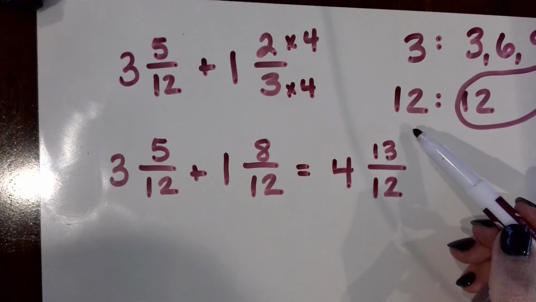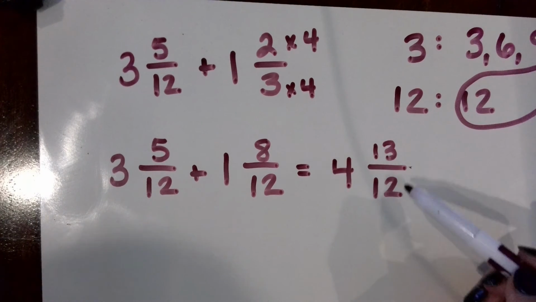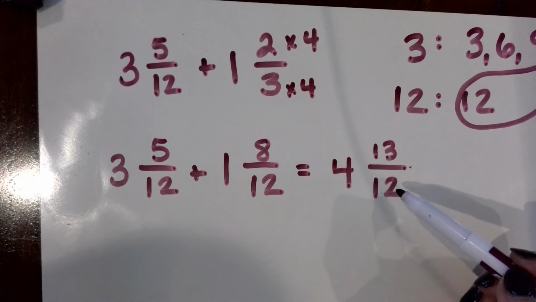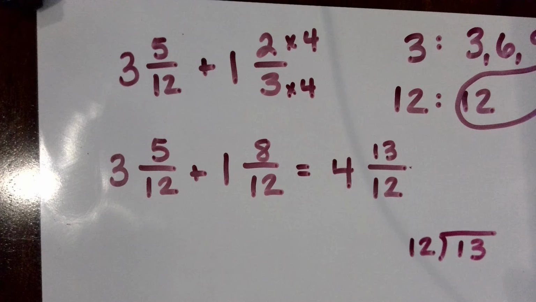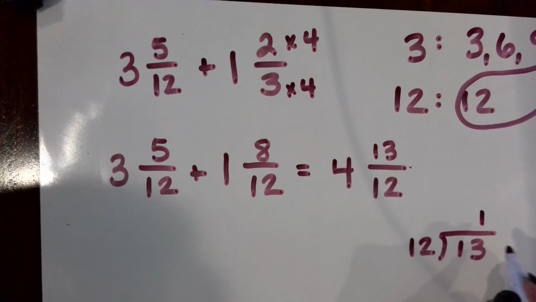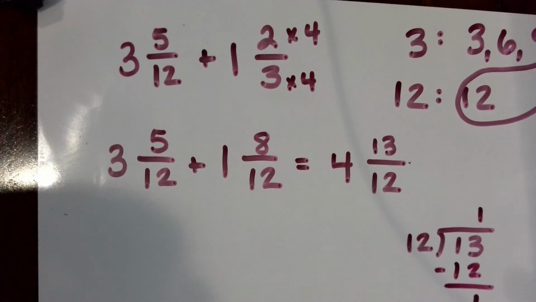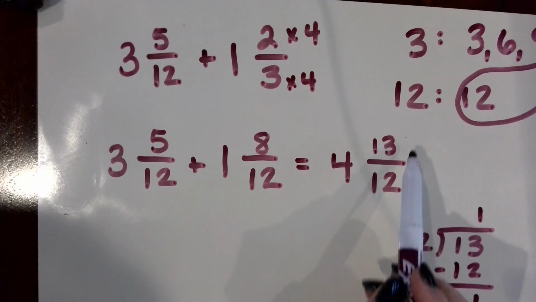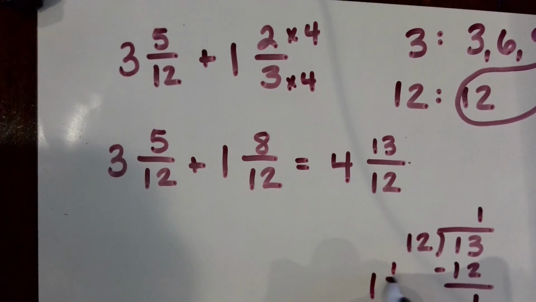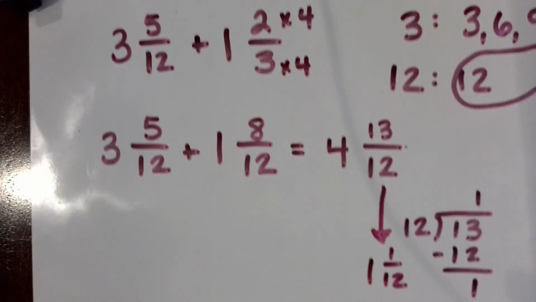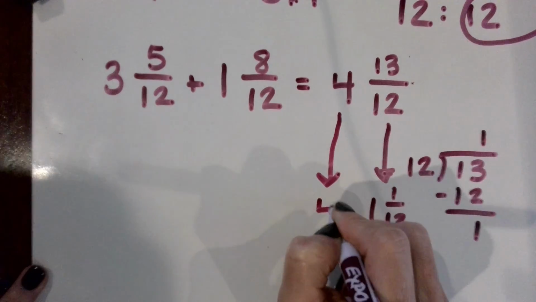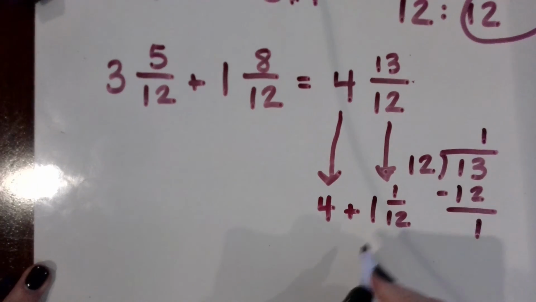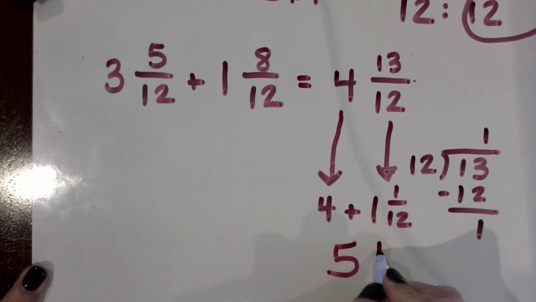So immediately you should be seeing, oh no, 13 twelfths is not in simplest form because that is an improper fraction. So we need to change this 13 twelfths into a mixed number. So 13 twelfths, remember that means 13 divided by 12. So when I do that, I can say 12 divides into 13 one time. 1 times 12 is 12, and I subtract and I get 1. So that means 13 twelfths is equal to 1 and 1 twelfth. But don't forget, we also have this 4 that we've got to add to it. So that gives us a total of 5 and 1 twelfth.